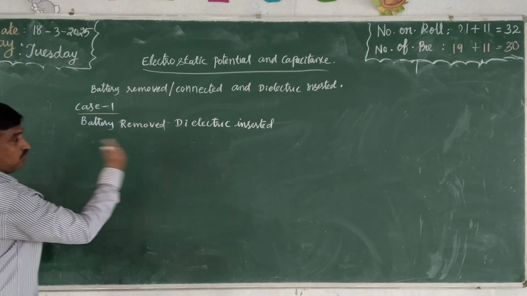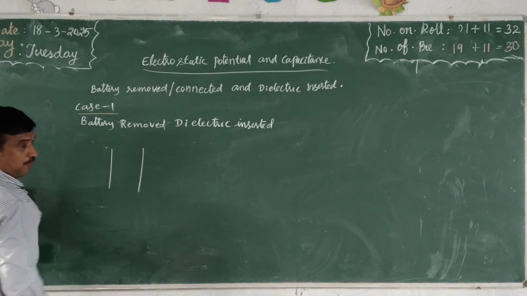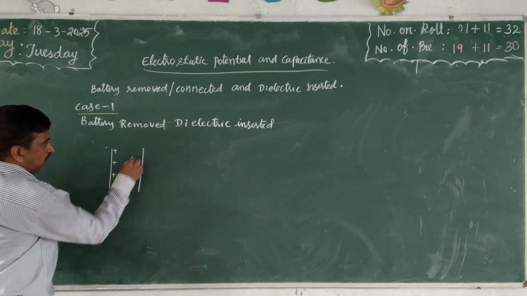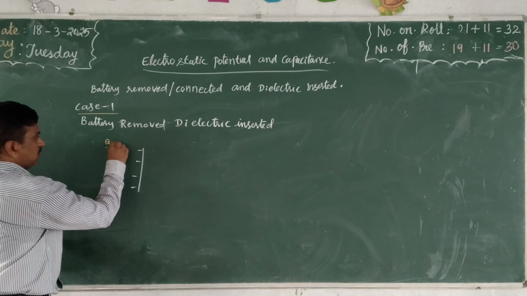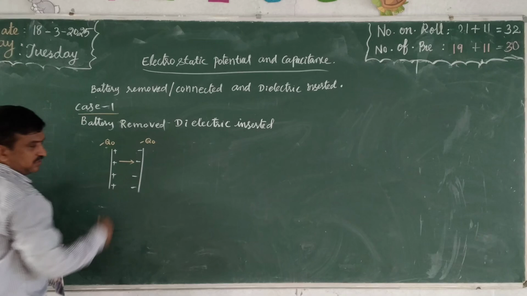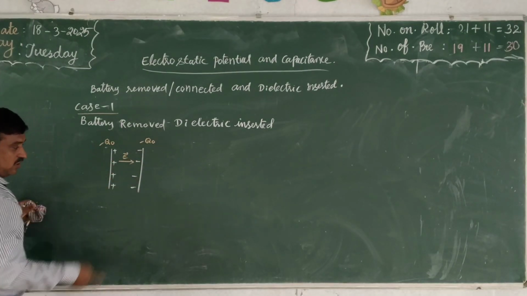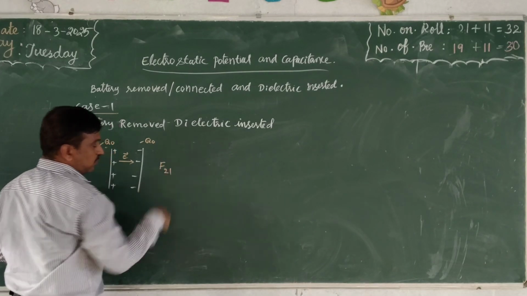In this case, what about forces? For example, see here, it is a parallel plate capacitor. It is a positive charge, it is a negative charge, it is Q naught, Q naught, minus and plus. This is the direction of electric field. E is the electric field. See here, what is the force acting on the second plate? We find out the force on the second plate due to the first plate.